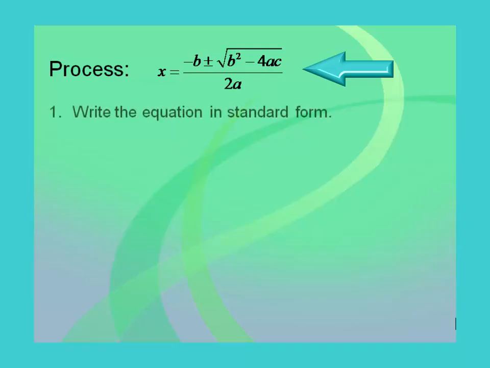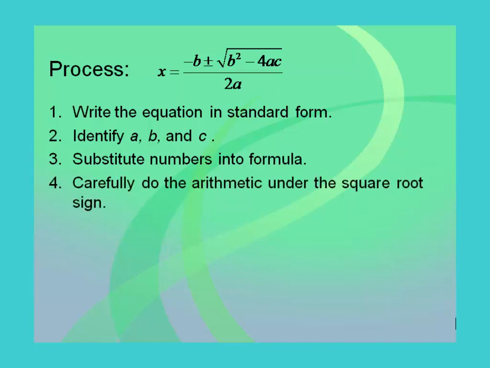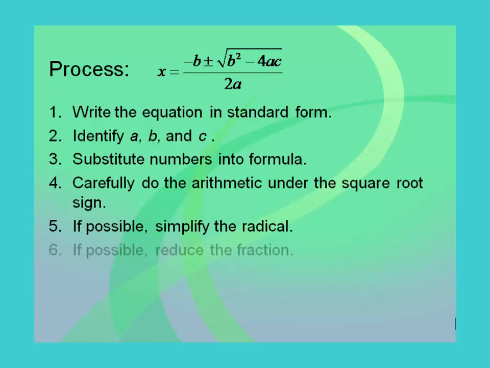Alright, so again, you've got to memorize this formula correctly. You need to take it step by step. Make sure you know what a, b, and c are. Put the numbers in the formula and carefully do that arithmetic. Again, that's one of the hardest steps, believe it or not. Then simplify the radical, and then maybe you'll be able to reduce that fraction.